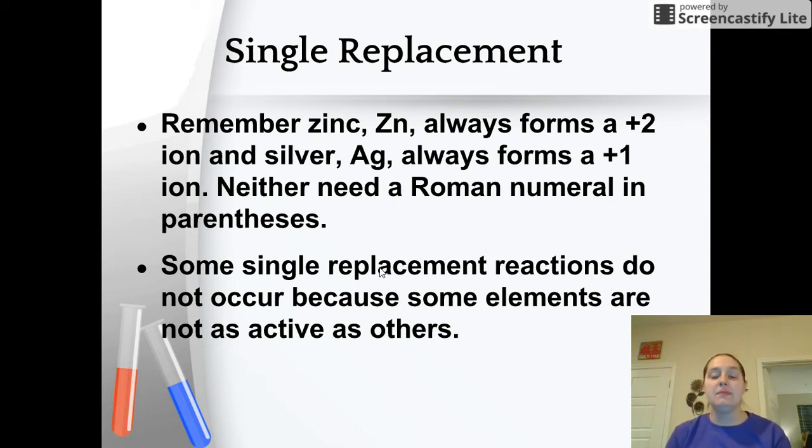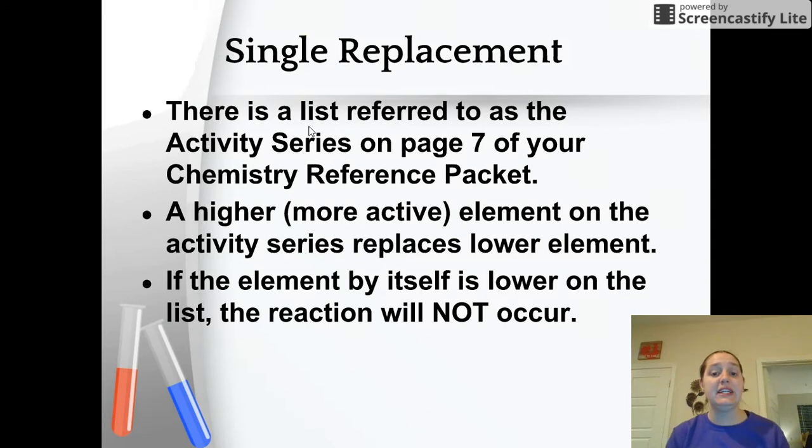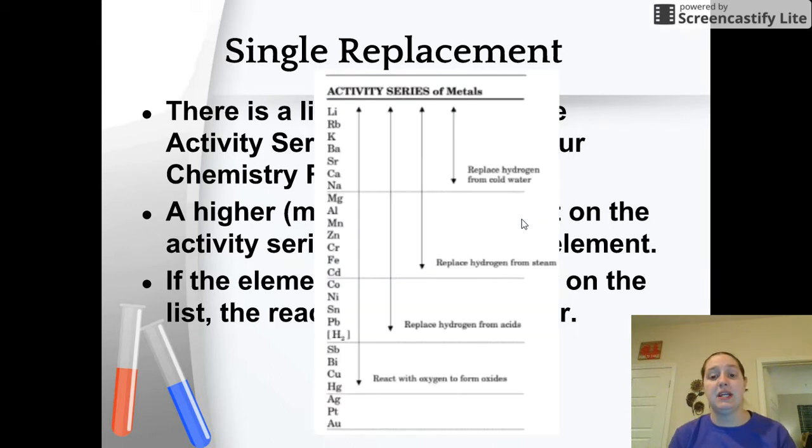So some single replacement reactions are not going to occur because some elements are not going to be active or reactive enough to replace others. If you remember, I've already kind of hinted at this idea. There's a list on page 7 of your chemistry reference table called the activity series. I've mentioned this briefly before. What you really need to take away is a higher element that's more active on the activity series will replace lower elements. If it's lower, it won't replace, okay? So that's something to keep in mind.